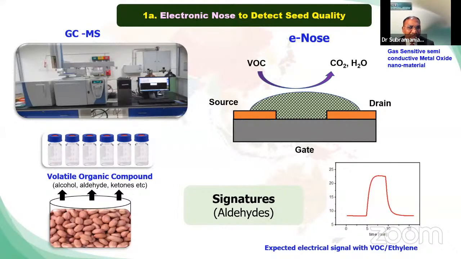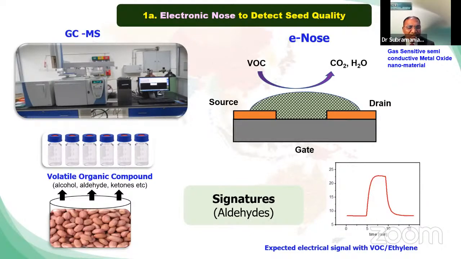The seed, whether it's rice or peanuts or pulses or any seed for that matter, undergoes deterioration during storage. And the seed produces a wide range of volatiles. We call them VOCs, volatile organic compounds. They are the signature molecules. Depending on the quantity of volatiles produced and the type of volatiles produced, they are all referred to as signature molecules.